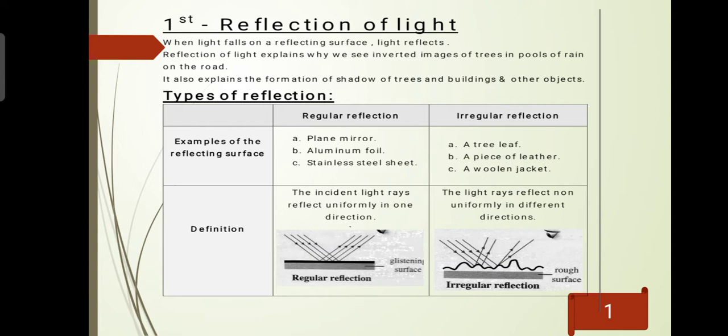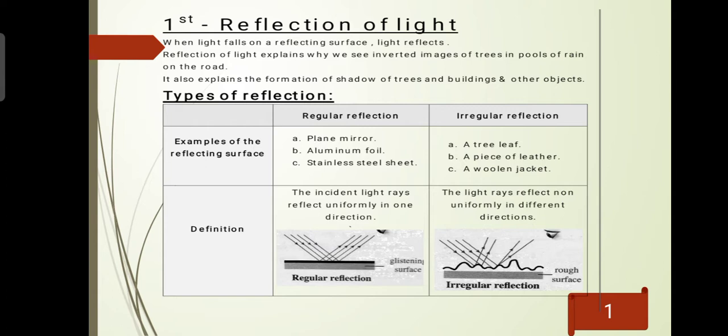It is the returning back of light rays when it falls on the reflecting surface in the same medium. For example, when light falls on a reflecting surface, light reflects. So the reflection of light explains why we see inverted image of trees in pools of rain on the road, and also explains the formation of shadow of trees, of buildings and objects.